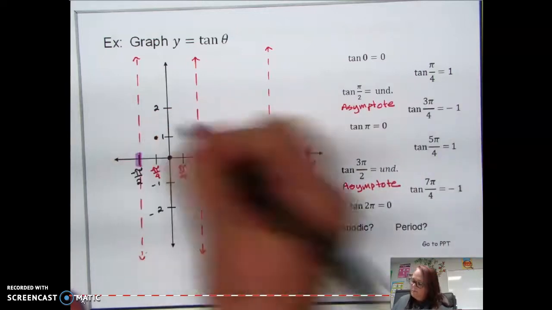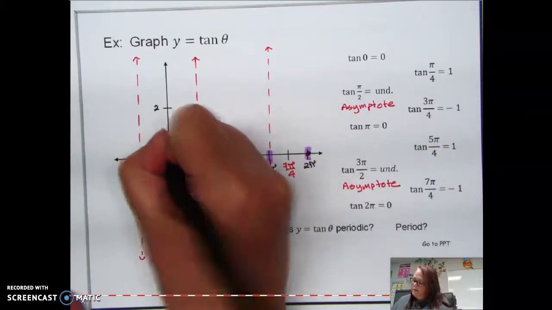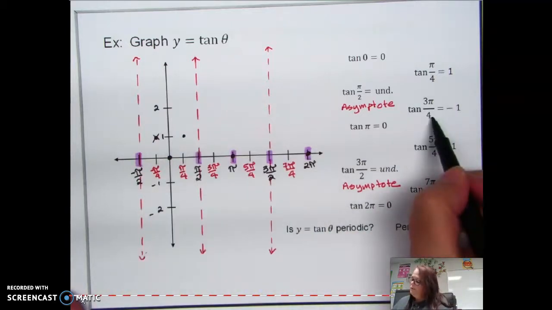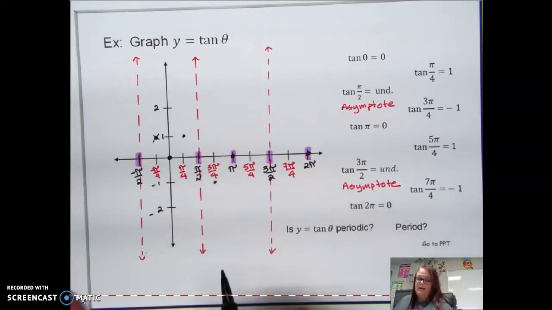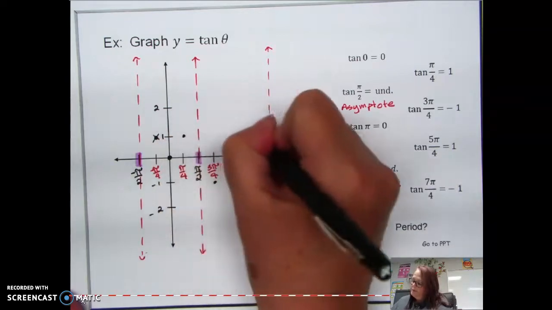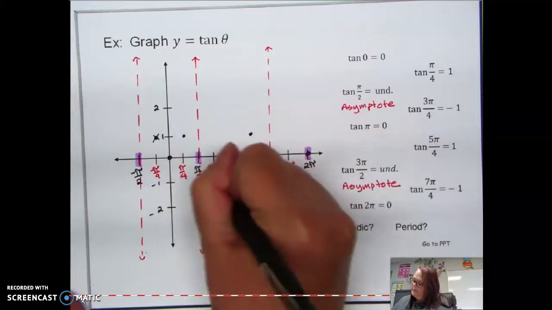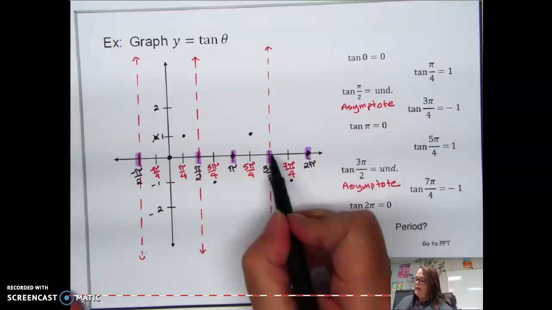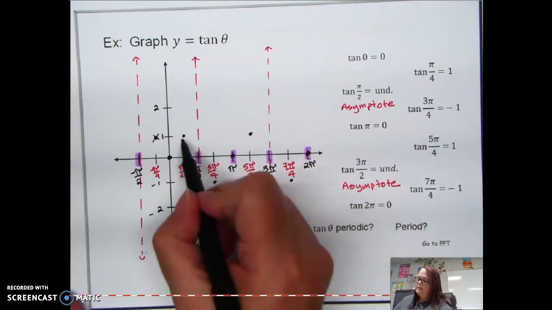So that kind of got moved a little. Sorry, that was negative pi over 4. Ignore that value. Pi over 4 is right here at 1. There we go. 3 pi over 4 is at negative 1. Notice I'm not saying a minimum because it's not a minimum. Then 5 pi over 4 is back to positive 1. And then 7 pi over 4 is back to negative 1. So if I follow this pattern, I've got negative 1, asymptote, positive 1, 0, negative 1, asymptote, positive 1, 0.